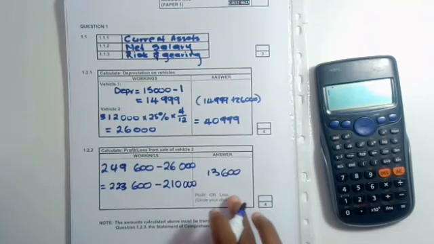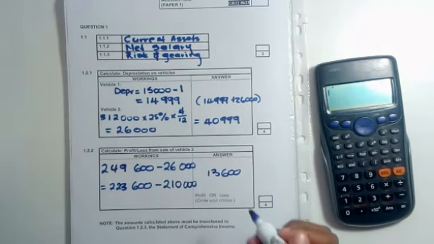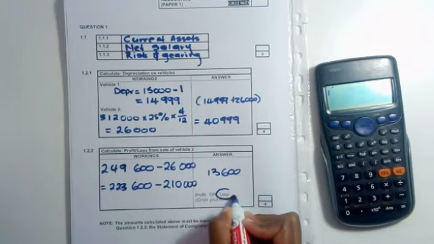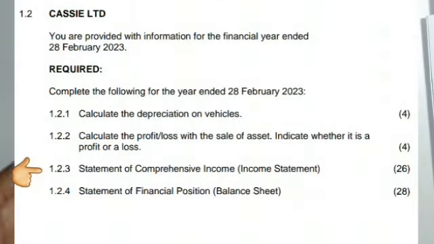The question said here that you will circle your choice. Our choice is a loss, so we are going to circle loss. 1.2.3 wants us to complete the statement of comprehensive income.